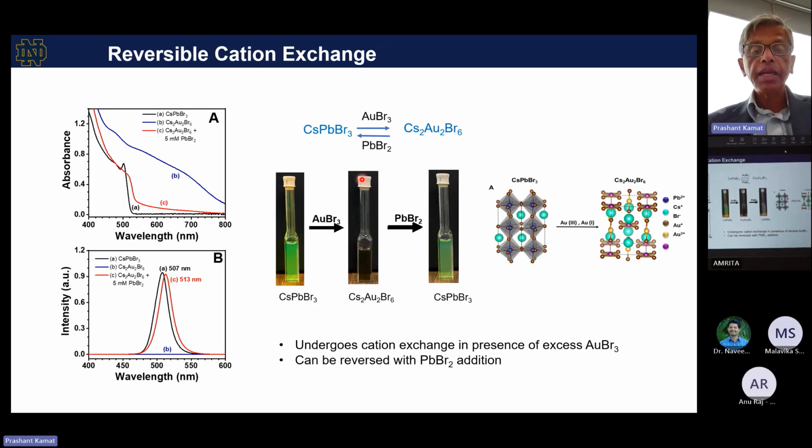Another one is the reversible cation exchange. That means if you add an excess of gold bromide to the cesium lead bromide, it kicks out lead from it and forms what we call double halide perovskites, Cs2AuBr6, and that is dark color. And it is reversible. So you add excess PbBr2, and it comes back to the original one. So basically, I told you some of the problems that we encountered in trying to make use of the catalyst. Once you identify it, now we have to make it work.